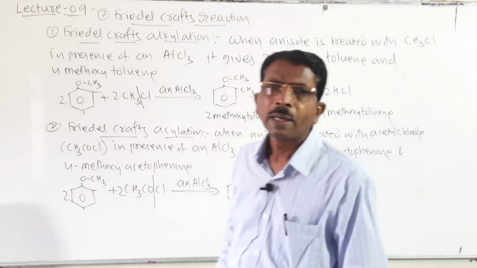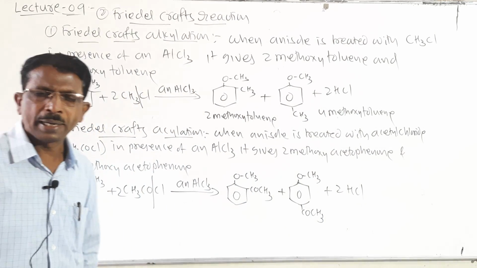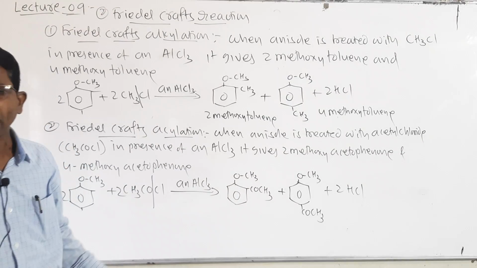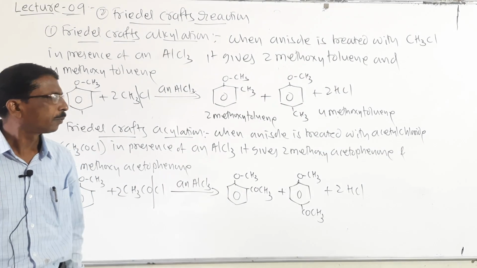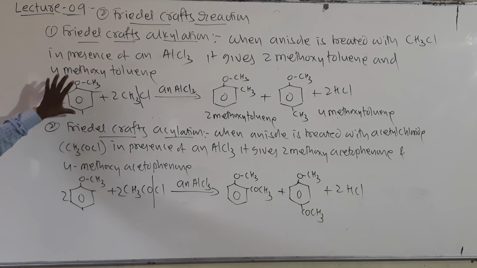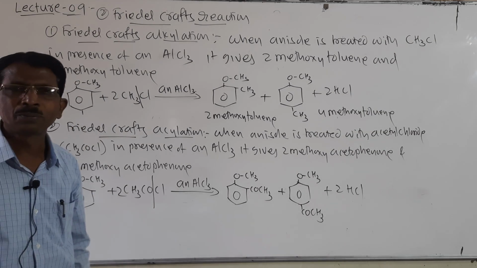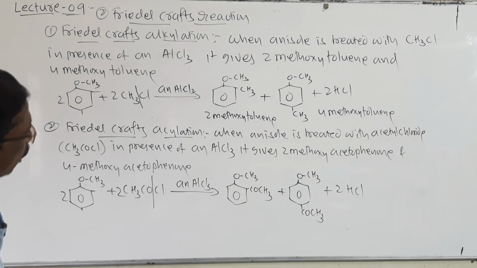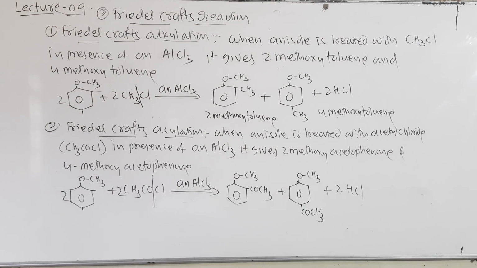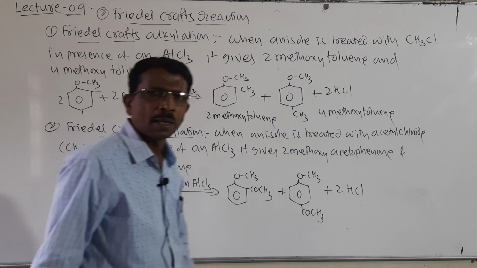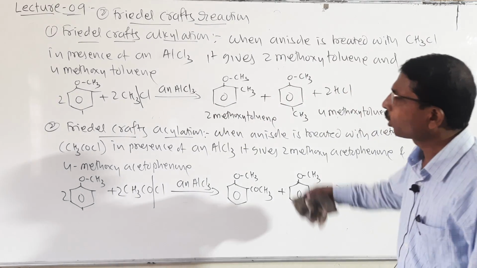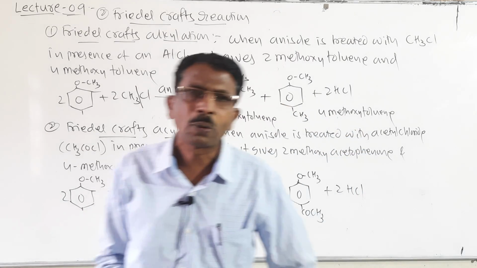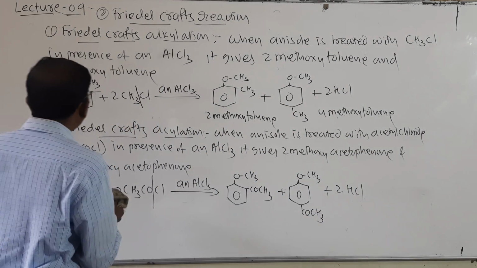So here it is Friedel-Crafts reaction, and in Friedel-Crafts reaction there are two types, one is alkylation and another one is acylation. Each carries 3 marks. And then the last one is nitration. I think you got the idea of this alkylation and acylation, and now the last reaction is called nitration.